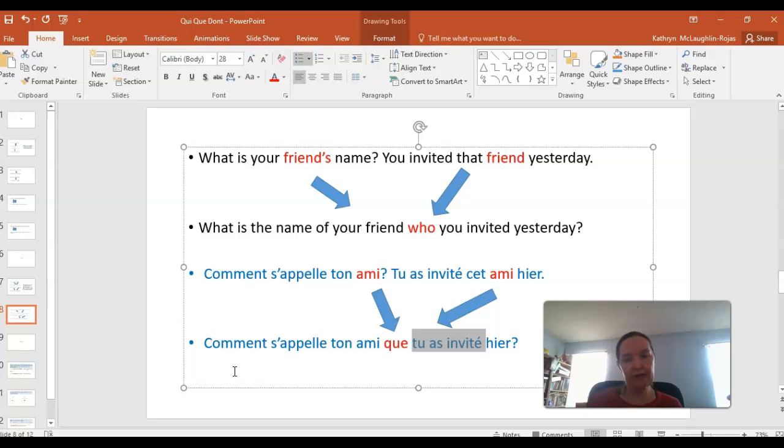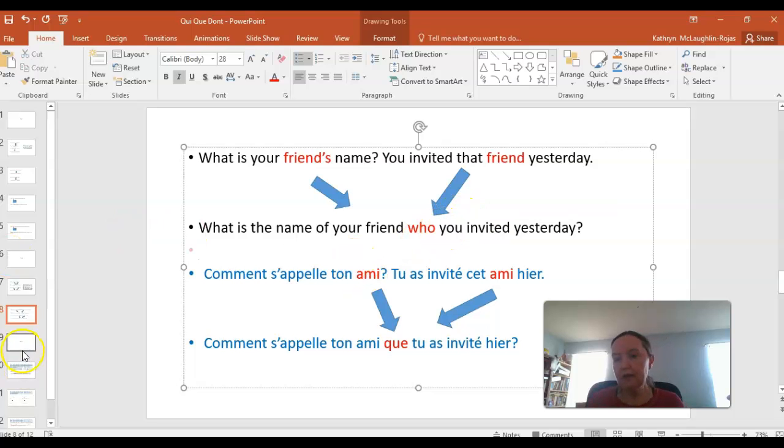Okay, so I think the main distinction between qui and que is that qui is taking the place of a subject in a sentence. Que is taking the place of a direct object. Tu as invité quelqu'un. That quelqu'un, that someone, gets replaced by que. Okay, and as we could see in the previous slide, what comes after que is a subject plus a verb. Tu as invité. Okay, who you invited.